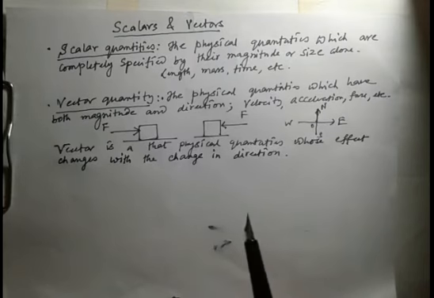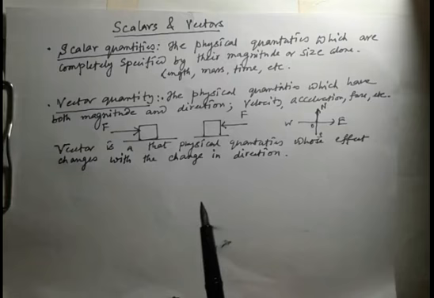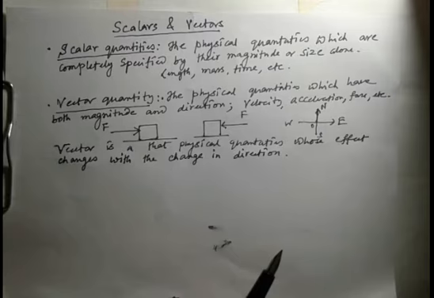Now some other examples of vector quantities are torque, angular momentum, electric field, magnetic field, etc. Gradually, as you learn so many examples of vectors and scalars, what are the basic differences between scalar and vector? Scalar quantities are specified by magnitude only, and vector quantities are specified by both magnitude and direction.